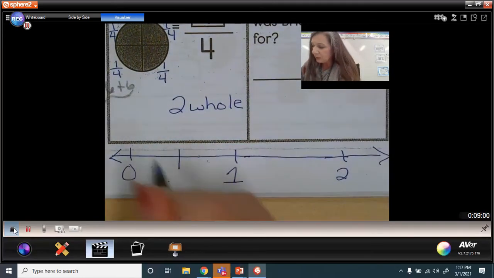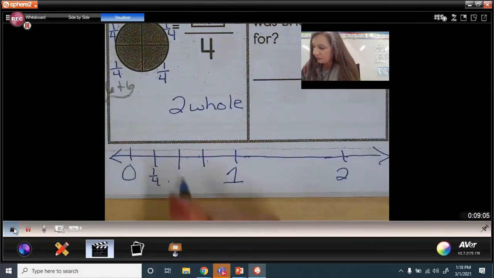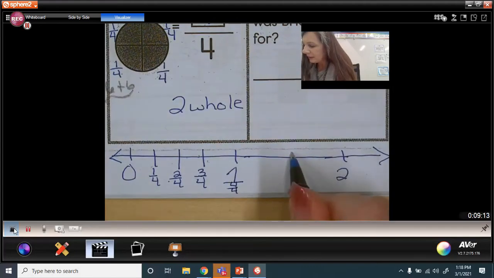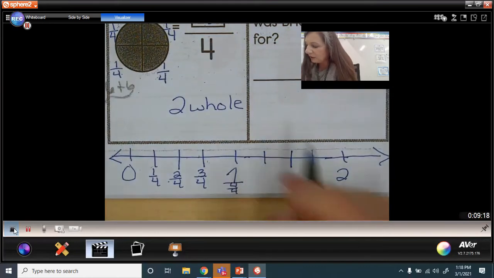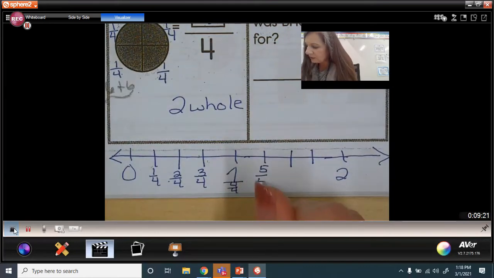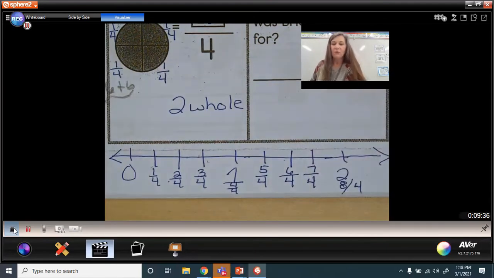This 1 whole is broken up into 4 equal pieces. So this would be 1/4, 2/4, 3/4, 4/4, and then I'm going to break this whole up into fourths also, and this would be 1 1/4, or I can call that 5/4. I can say here's another fourth, so that would be 1 2/4, or 6/4, 7/4, or once I get to 2 whole, I'm at 8/4.